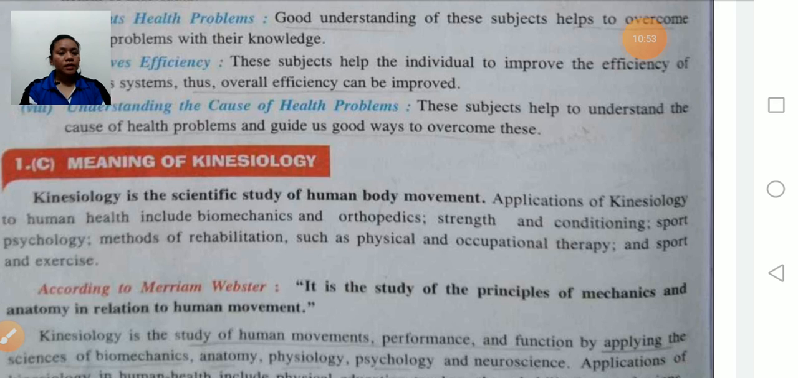biomechanics, means study about the force in a living being, study of mechanisms in living things. Orthopedics means study of bones. Strength and conditioning, sports psychology, methods of rehabilitation such as physical and occupational therapy, and sports and exercise.